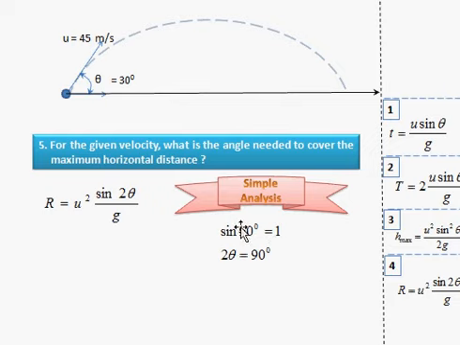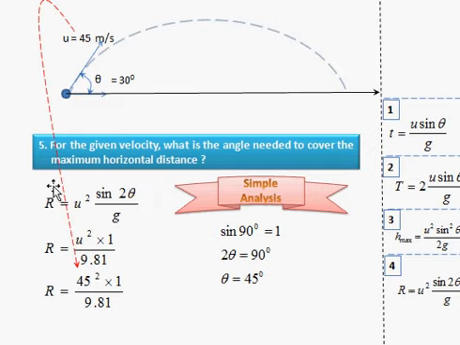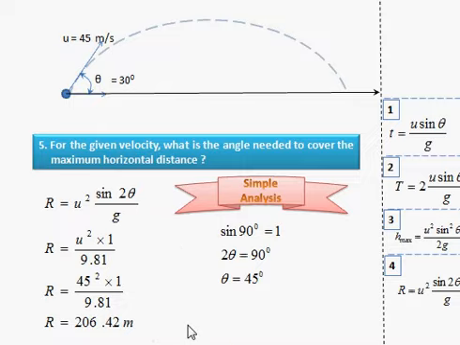According to this formula, 2 theta is equal to 90 degrees. When we take this 2 to the denominator of 90 degrees, we get theta equal to 45. Either we can substitute theta equal to 45, or directly, instead of sin 2 theta, substitute 1. And taking the initial velocity here, we get the maximum horizontal range to be 206.42 meters.